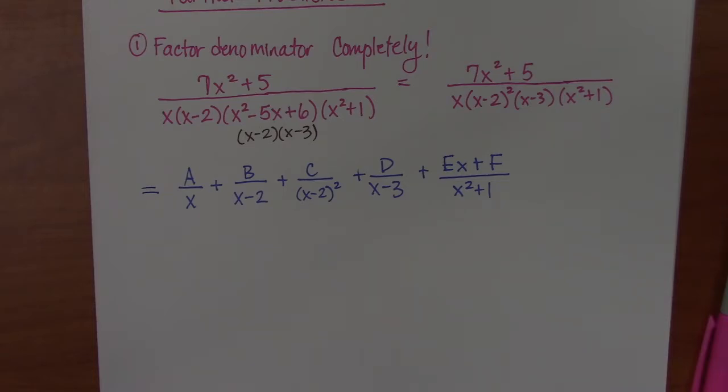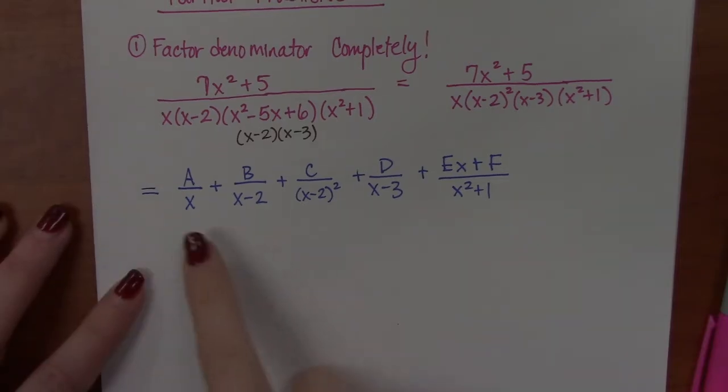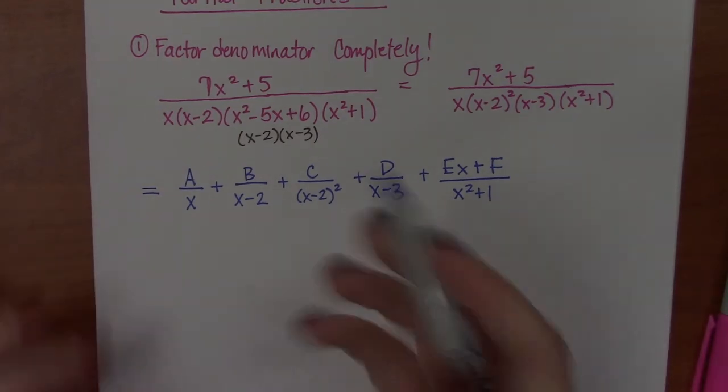So the way that you deal with repeated factors is whatever their exponent is in the original denominator, that's how many partial fractions you have to devote for it. So if you look at it, x got 1 fraction, x minus 2 got 2 fractions, x minus 3 only got 1, and x squared plus 1 got 1. Okay? But if I had put a squared on that x plus 1, I would have had to devote 2 fractions to it. So this would be the components of the partial fractions.